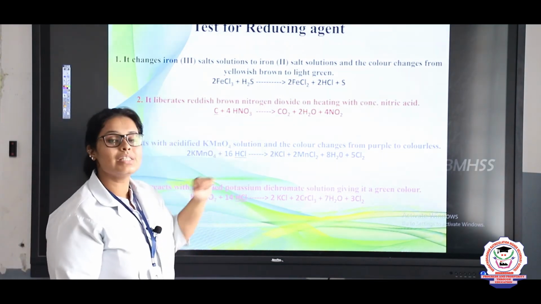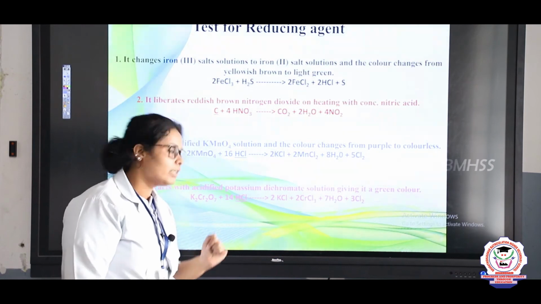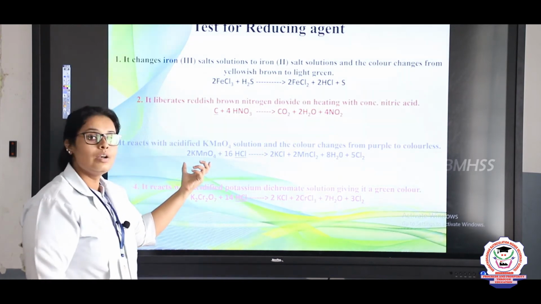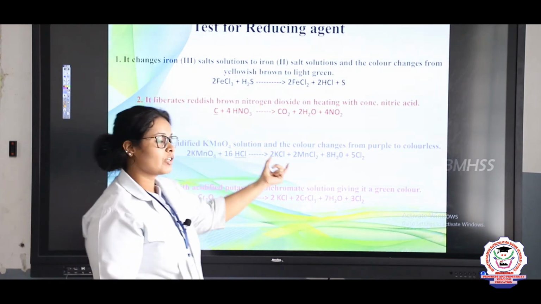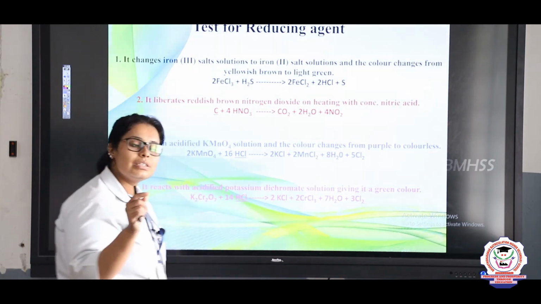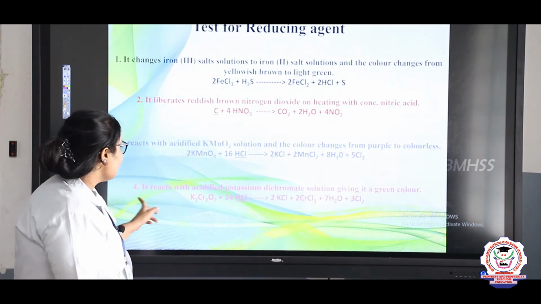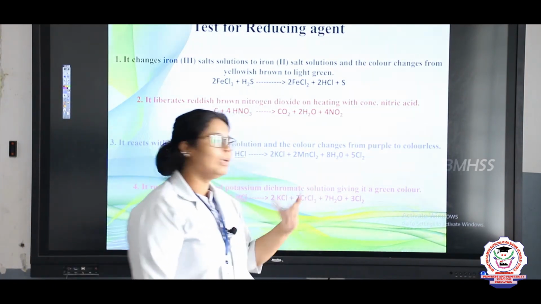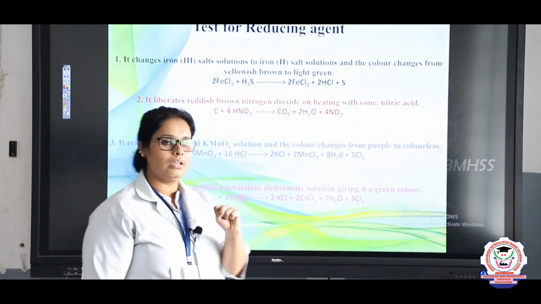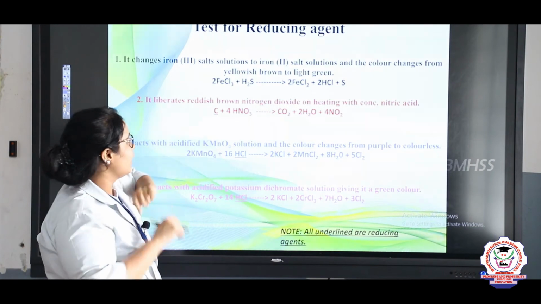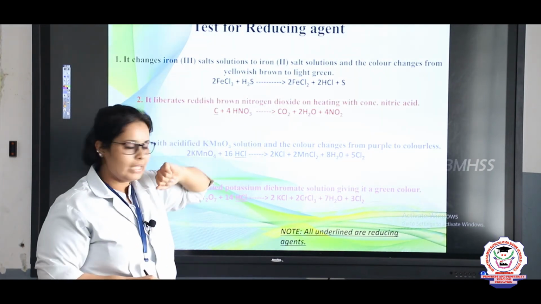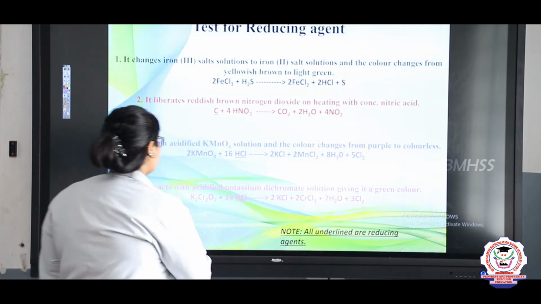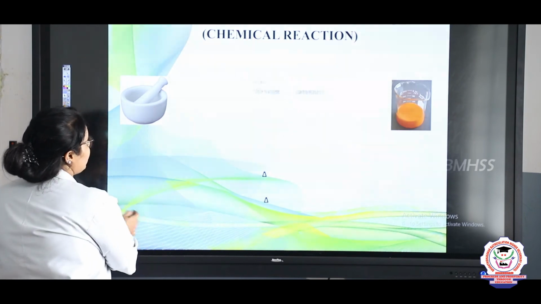Here you are seeing acidified KMnO4. What is KMnO4? Potassium permanganate. Now the color changes from purple to colorless. This solution is normally purple, but when this reaction takes place, it will become colorless. So this also shows that it is getting reduced. In the same way, the last one is potassium dichromate solution, which gives a green color when the reaction proceeds. Now children, whatever I have underlined here, FeCl3, carbon, HCl, and here also HCl, these are all reducing agents, right? Now let's see what the conditions are for that.